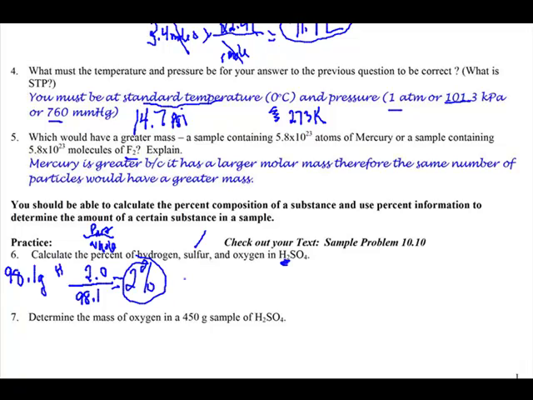Let's do sulfur next. So sulfur, I look in the equation, there's only one of them. So the molar mass of sulfur off the periodic table is 32.1. That's just sulfur divided by 98.1, and then I come out to about 32.0% for sulfur. I'm sorry, 32.7%, my bad. 32.7%. And then finally the oxygen.